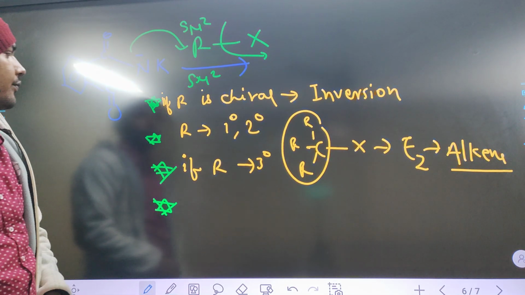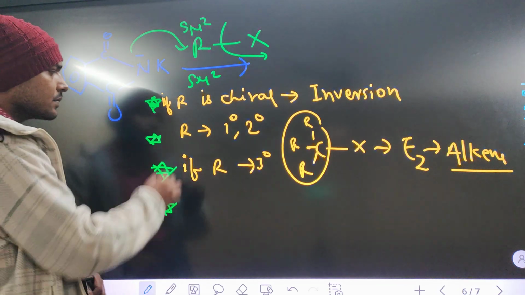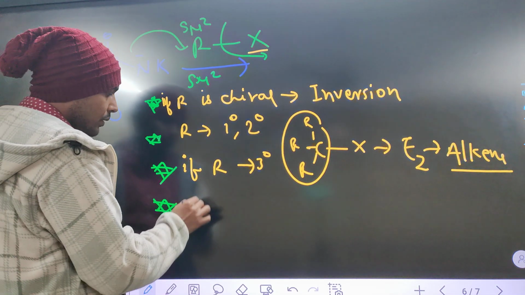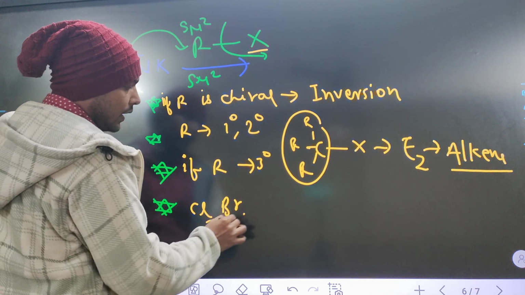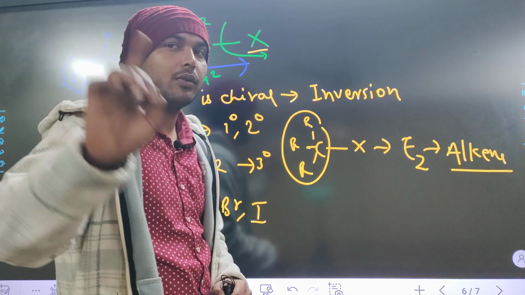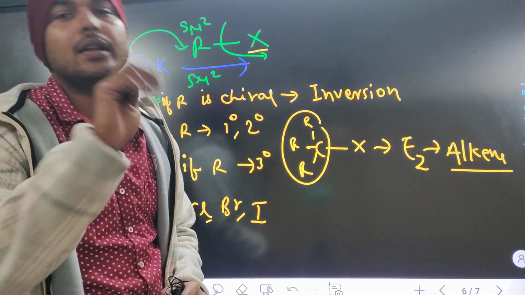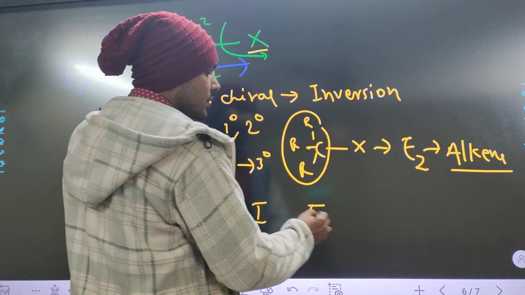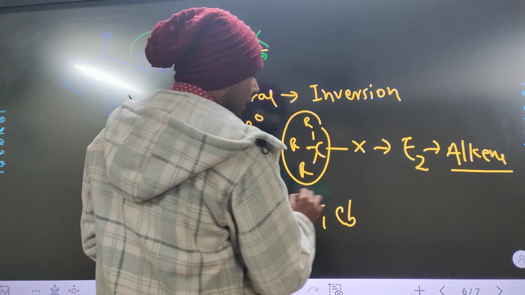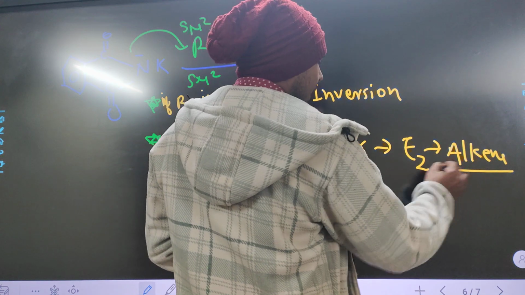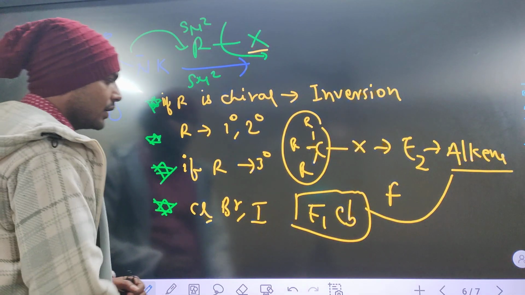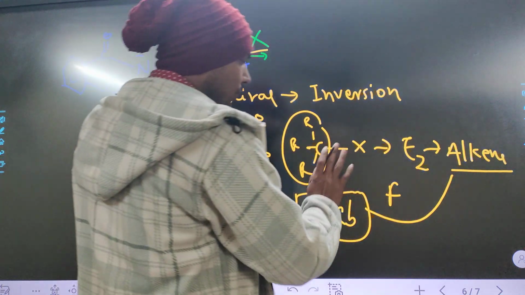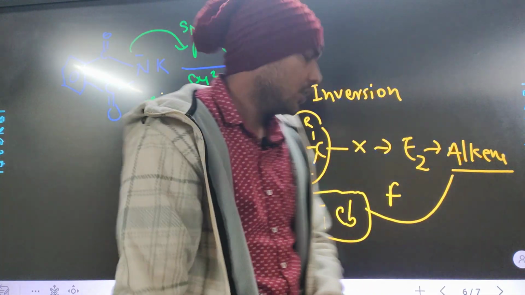And the fourth point is very important. That is the type of halogen. Halogen should be chlorine, bromine, and iodine, not fluorine. Fluorine is very small and has high electronegativity, so it shows the other type of reaction, the E1cB mechanism. Through the E1cB mechanism, it forms alkene in case of fluorine. Otherwise, chlorine, bromine, iodine is good for this method. Fluorine is not good. Fluorine will follow E1cB and it will form the alkene.